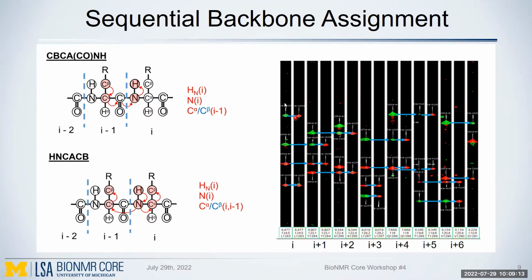And then we can actually link those strip plots one by one from one amide group I to the next amide group I+1 to I+2 and all the way to a long chain. So that's the process for backbone assignment. And later on in the hands-on session, I will show you how to actually do this step using CCPNMR.